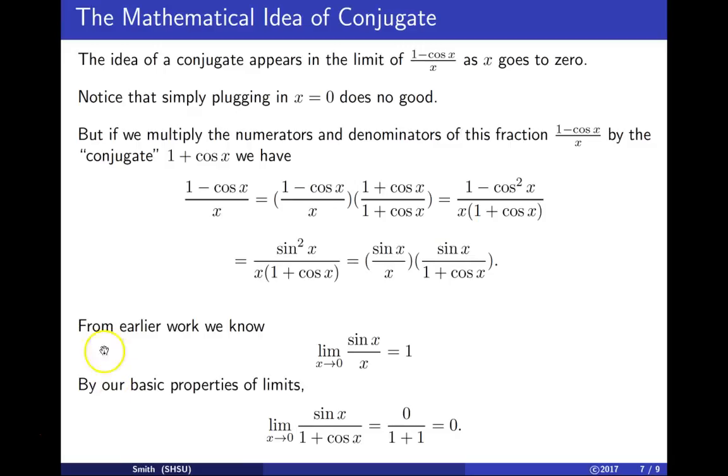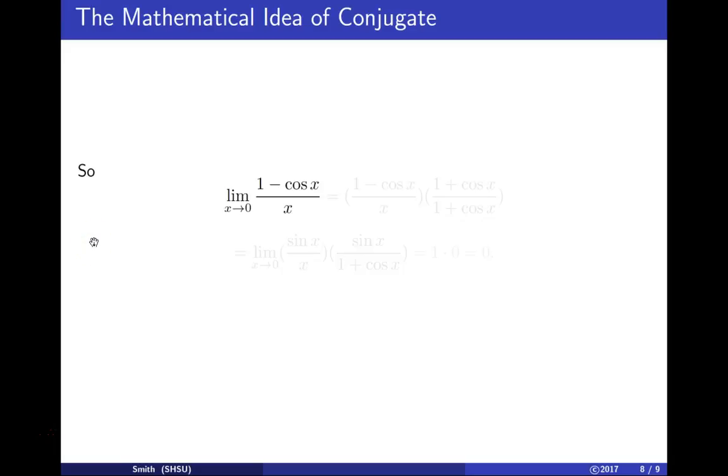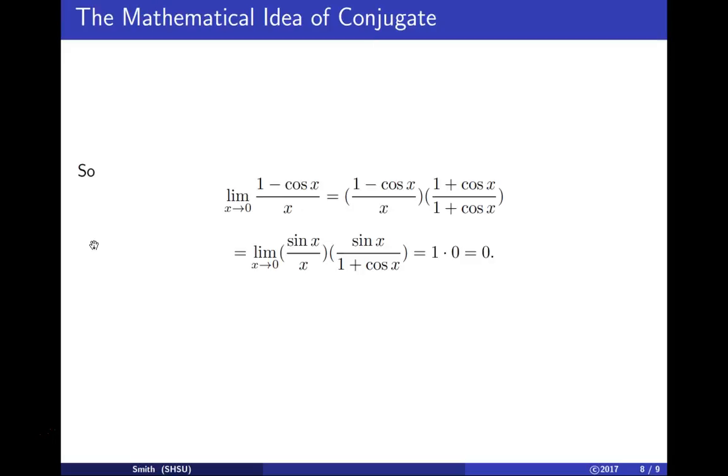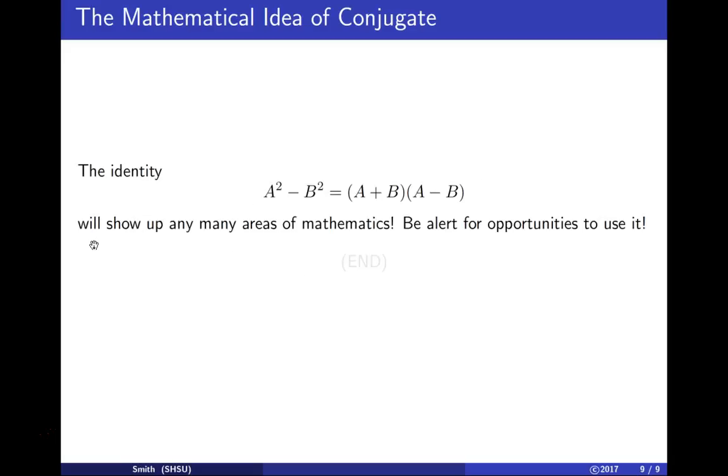So I've written this original fraction that I started with as a product of these two pieces, and I know their limits. Their limits are 1 times 0. So the limit of this expression after this little bit of work is 1 times 0, or 0. So I found a way algebraically, using the conjugate, to simplify this original fraction. This identity, the difference of squares, shows up in many, many areas of mathematics. Be alert for opportunities to use it.